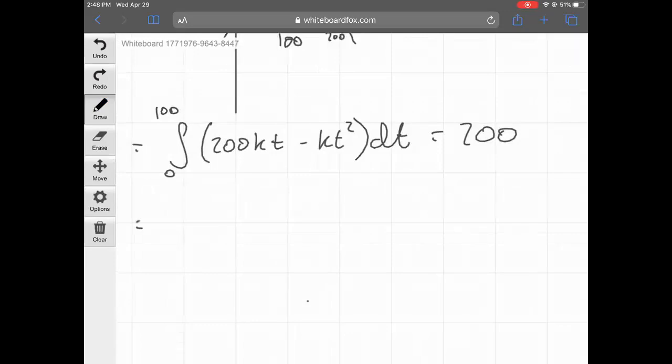So let's integrate. We raise the power by 1, divide by the new power, so this becomes 100 kt. This is called the antiderivative. So we're finding the antiderivative now. This is 100 kt minus kt cubed over 3.